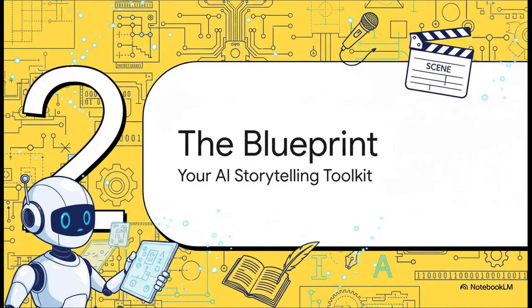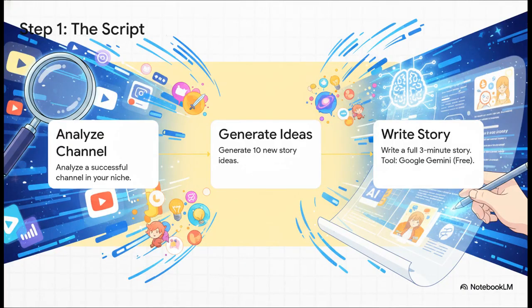Okay, so you're probably wondering, how do I do this? Let's get into the actual blueprint. This is your AI storytelling toolkit. And everything, and I mean everything, starts with the script. Believe it or not, the process is incredibly simple. You're going to use a free tool, Google Gemini.